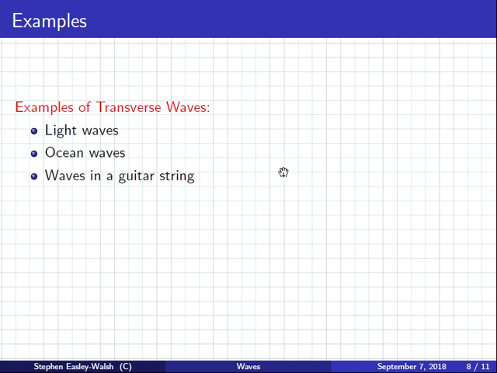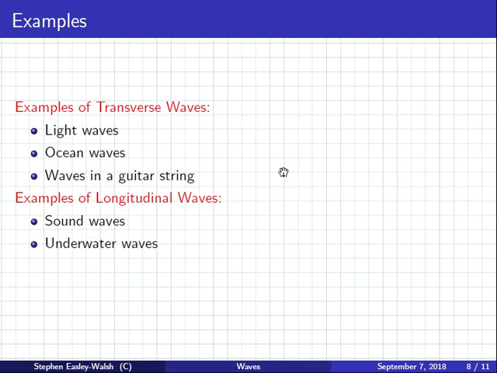Waves in a guitar string. If you have a string and you pluck it, it vibrates. Now, what about longitudinal waves? So the first one is sound. The sound moves out in a longitudinal wave like this. It vibrates out like this. It doesn't move like this. It moves like this.